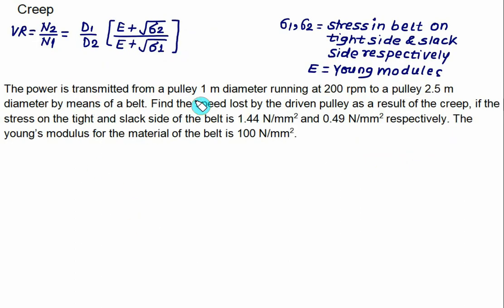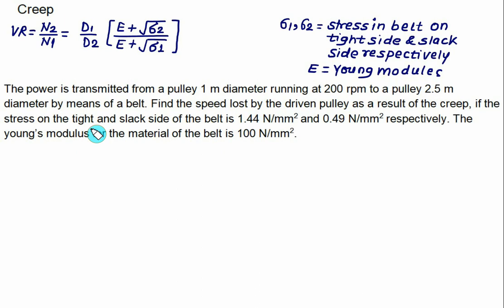The power is transmitted from a pulley 1 meter in diameter running at 200 rpm to a pulley of 2.5 meter diameter by means of a flat belt. So we have D1 is given as 1 meter, N1 equal to 200, D2 equal to 2.5. Find the speed loss by the driven pulley as a result of the creep.